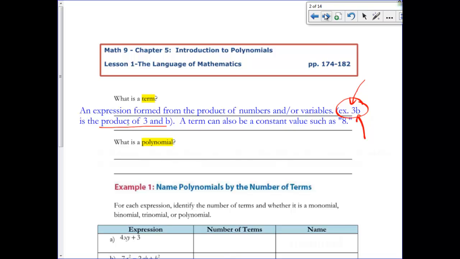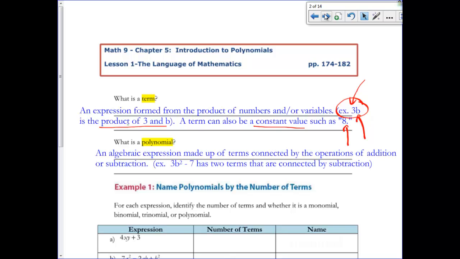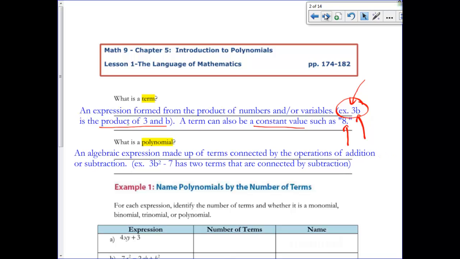A term can also be a constant value. Remember, these are values that do not have a variable placed after them. What is a polynomial? A polynomial is an algebraic expression made up of terms connected by the operations of addition or subtraction. Example: 3b squared minus 7 has two terms that are connected by subtraction. What are the two terms? Well, 3b squared is term number 1 and 7 is term number 2. We'll note that the operation subtraction is right in between.